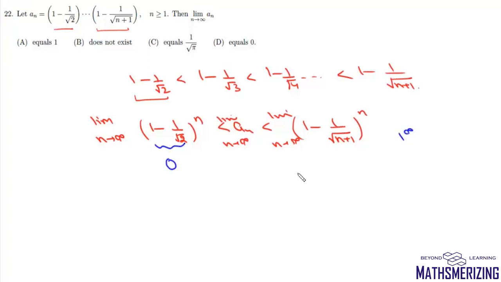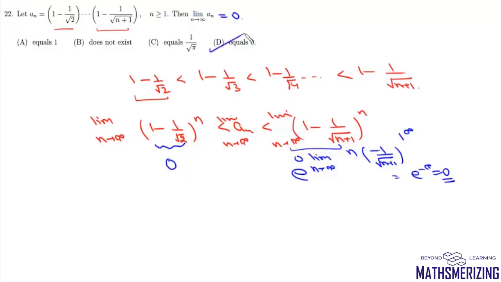So again we'll use the shortcut. It'll be e to the power limit n tends to infinite, and then n times (f(x) minus 1), which will be under root of n plus 1. So this value will be e to the power minus infinite, which again is 0. So the limit on the left is 0, and the limit on the right is also 0. Then from the sandwich theorem, we can say that the limit n tends to infinite of a_n will be 0. And that's your option number D.